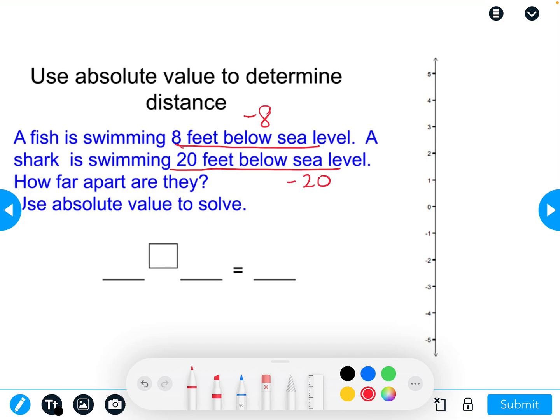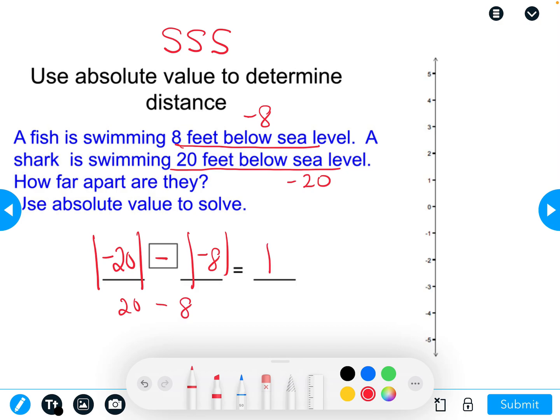So in this one, we have the same sign. They're both negative. Since they're on the same side of 0 and have the same sign, subtract. So I'm going to take the absolute value of a -20 minus the absolute value of a -8. 20 minus 8 gives me a distance of 12.